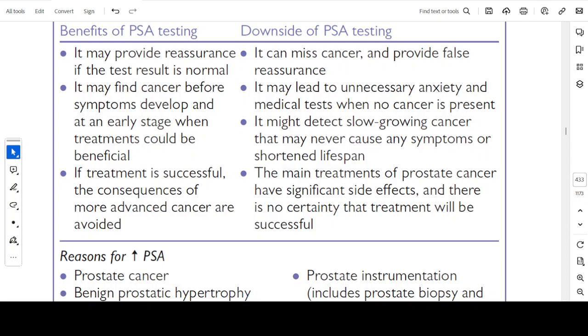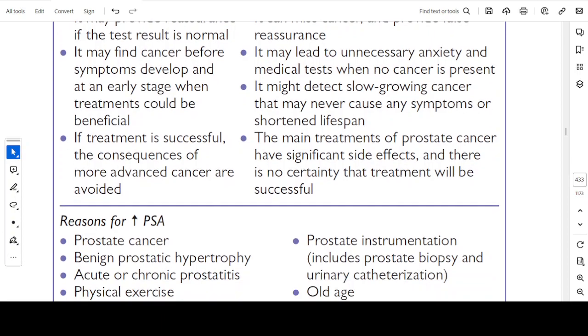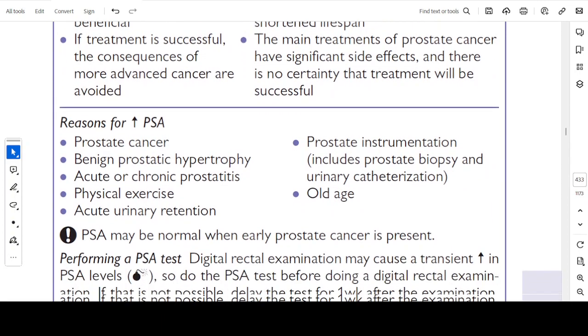Downsides are: it can miss a cancer and provide false reassurance. It may lead to unnecessary anxiety and medical tests when no cancer is present. It might detect slow growing cancer that may never cause any symptoms or shorten lifespan. The main treatments of prostate cancer have significant side effects, and there is no certainty that the treatment will be successful. Reasons for raised PSA.